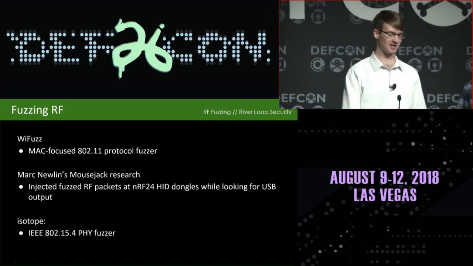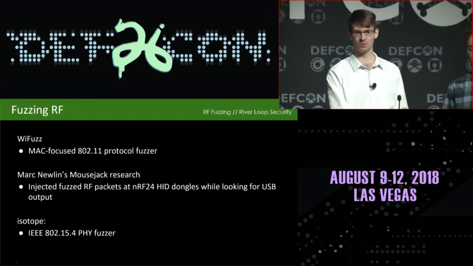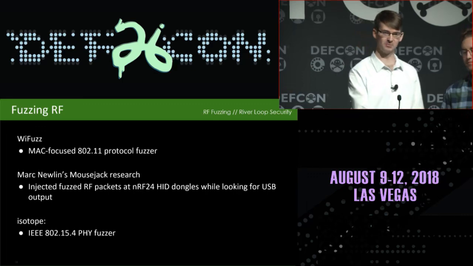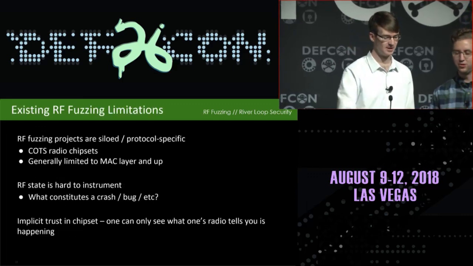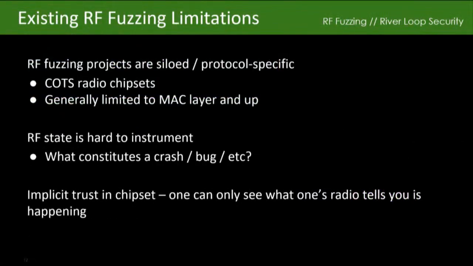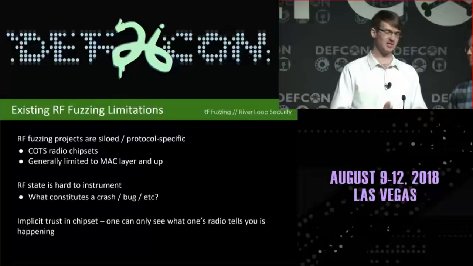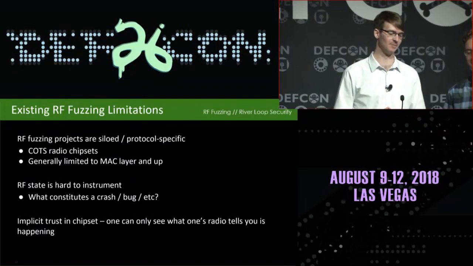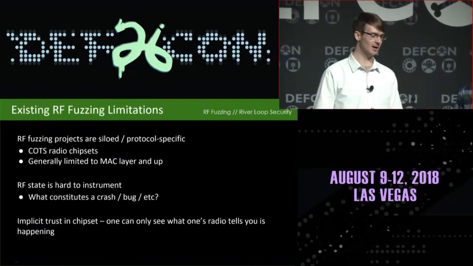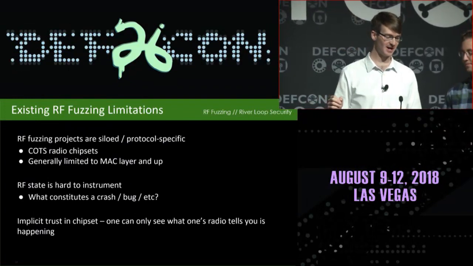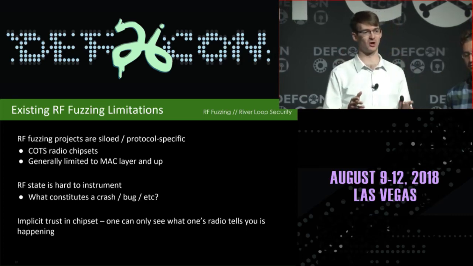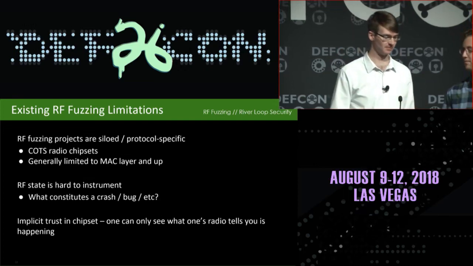And additionally, if we go back to Ryan's original 802.15.4 PHY layer fuzzing research, he wrote the Isotope framework, which was an 802.15.4 fuzzer. Again, that was also fairly protocol specific and not easy to extend. So to tie that up, the limitations of existing RF fuzzers are that they are generally siloed and protocol specific. They might use a COTS radio chipset that may or may not expose the PHY. And they're generally limited to a single protocol because they're built with certain features in mind.